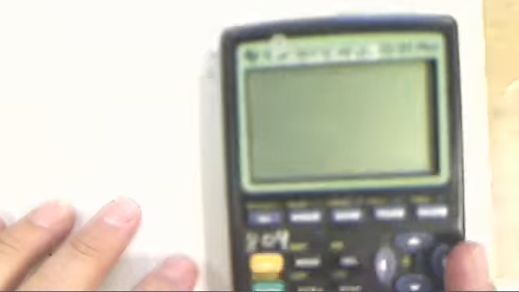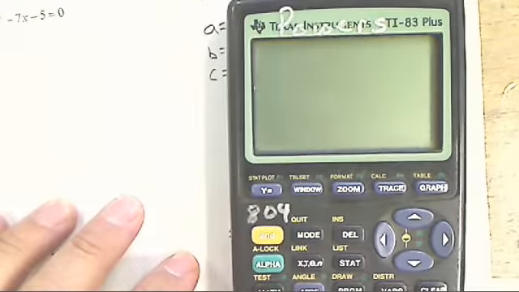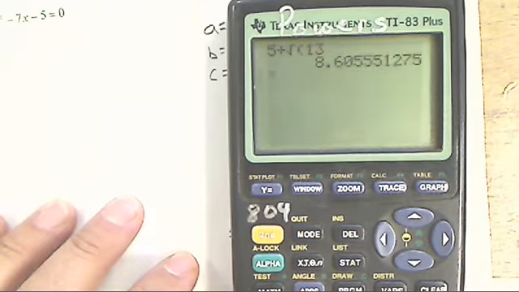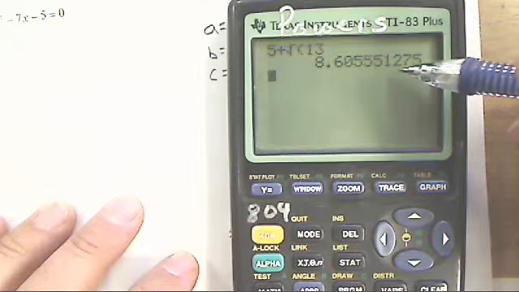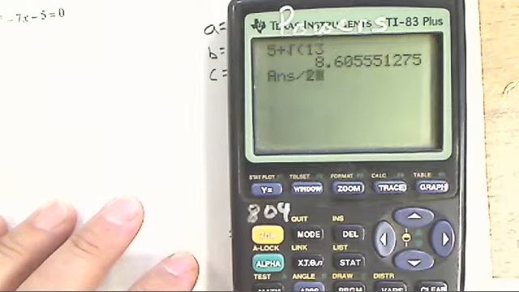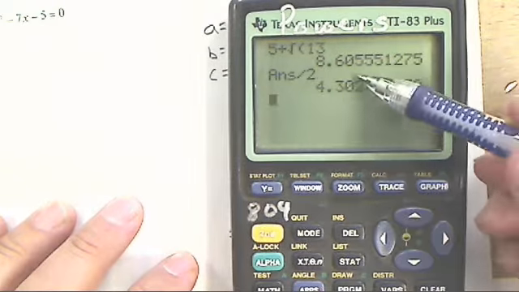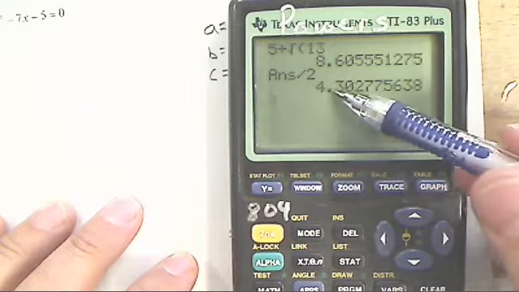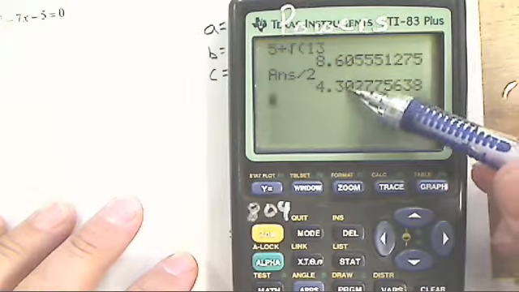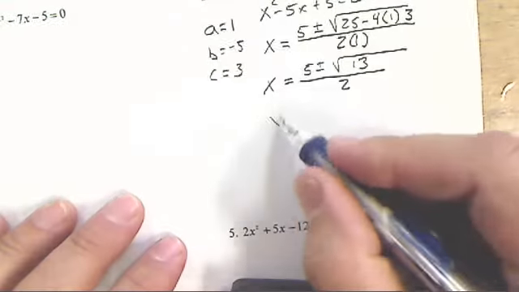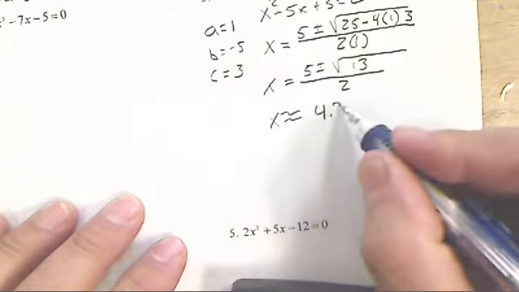So on your calculator, let's see, I'm going to turn it on. 5 plus square root of 13, and I always hit equals and then divide by the 2. Divided by 2. So we always going to just go 2 decimal places, so that's 4.30, because the 2 is not going to round it up. So x is about 4.30.